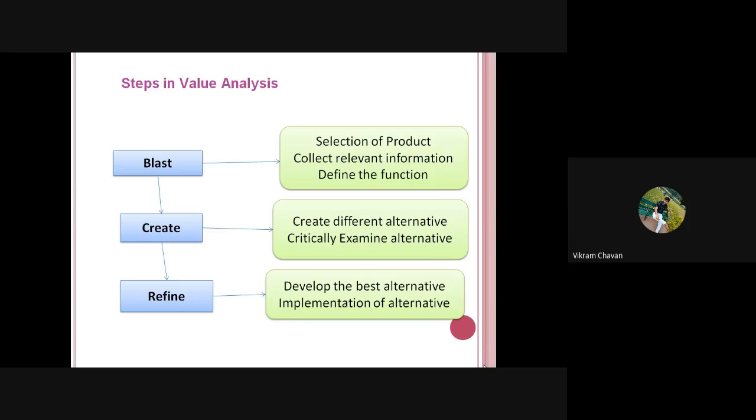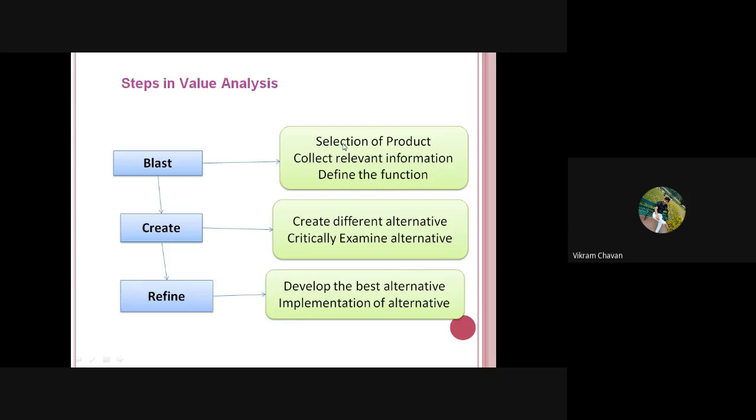Now what procedure do we need to follow at the time of application of value analysis? Those three stages I have put up over here. That is nothing but BLAST. The first stage is BLAST. In the BLAST stage, we have to select the certain products in which we need to apply the value analysis. In this stage, there are three components. First is selection of a product, then the second one is collecting relevant information, and the third one is define the function.